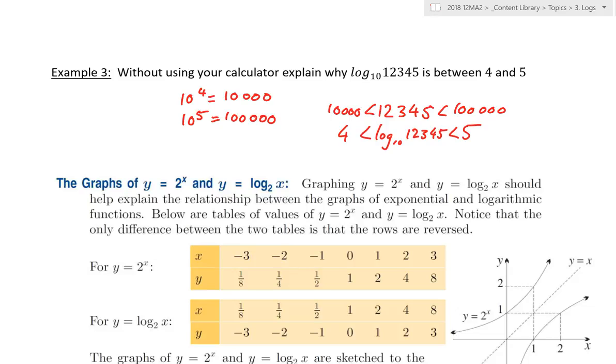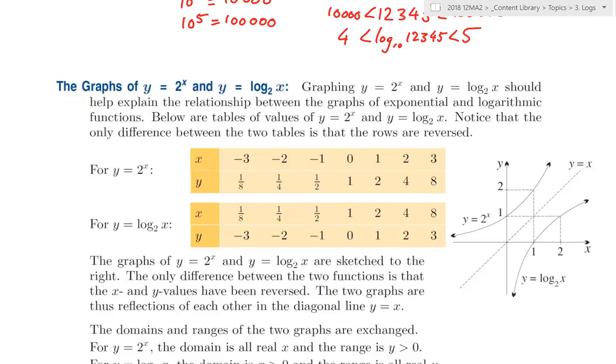Right? So there is a restriction on the domain for the function y equals log of x, and that is x is greater than or equal to 0. It is a reflection of the exponential y equals 2 to the x, or whatever that base is, about the line y equals x. So generally we get this sort of thing here.